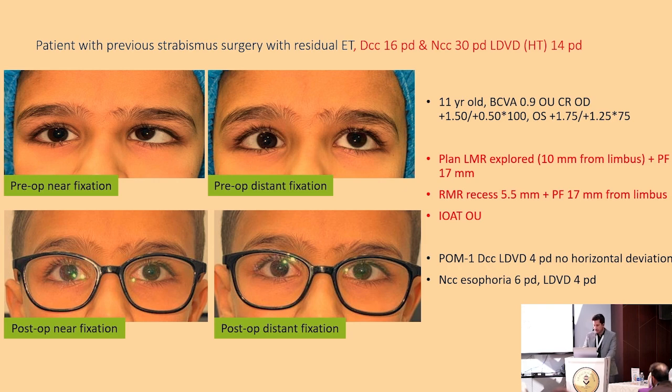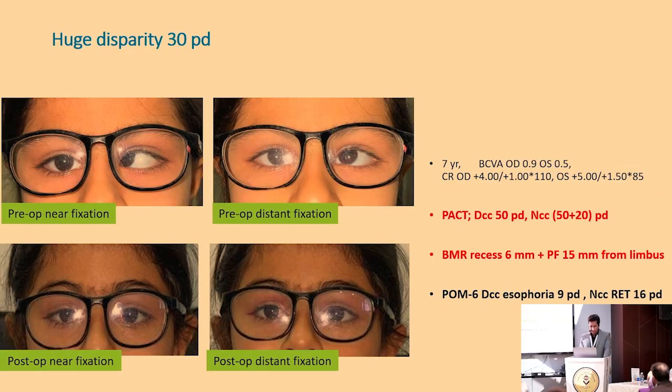A month after the surgery, there was no significant horizontal deviation at the distant fixation apart from latent DVD of the left eye. And for the near fixation with the spectacles, he measured 6 prism diopter of ESO deviation and latent DVD of 4 prism diopter. So again, a patient with a previous strabismus surgery with the disparity between the distant and the near angle can get benefit from posterior fixation suture.